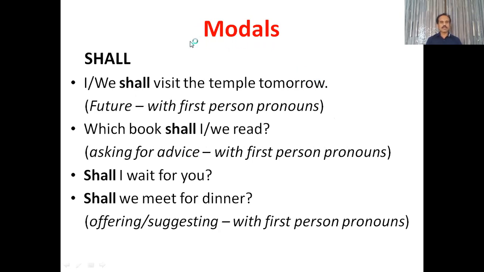Okay, dear students, so now let us have a look at the modal shall. Here are some examples. Let us see one by one and the function of each sentence or each example. Right, here is a sentence. I or we shall visit the temple tomorrow. So the function of shall here is indicating future.